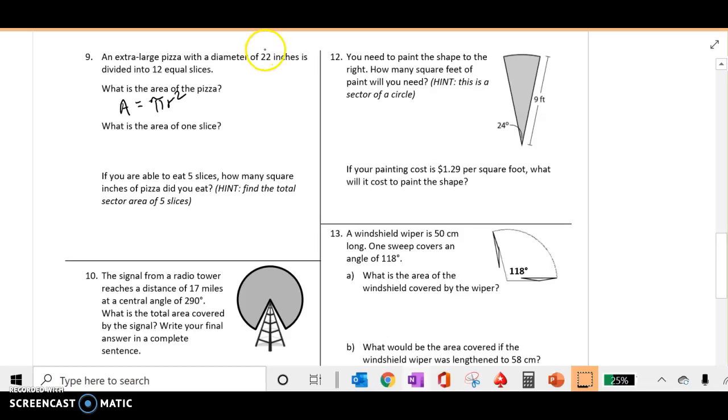So remember, they give you the diameter. This is not the radius, it's the diameter. Remember how to find the radius. It's going to be half of that, so our radius is going to be 11 for this. So all you got to do is plug it in there.